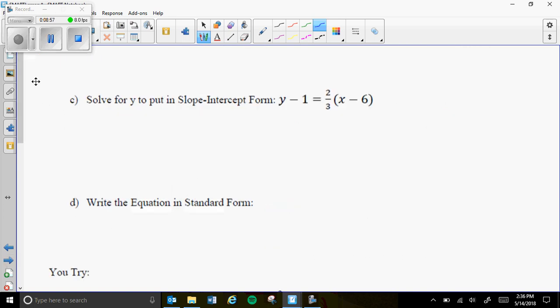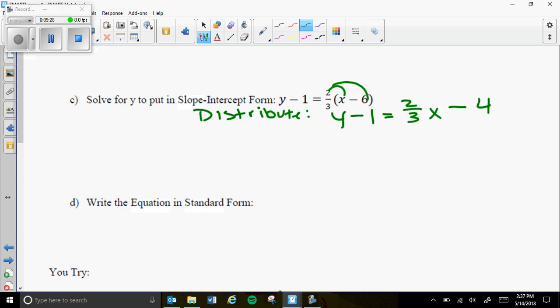All right. So on our next page, it says solve for y to put it in slope-intercept form. This is exactly what we had on our front page. It's just typed for us. y minus 1 equals 2/3 parentheses x minus 6. So again, the first thing we need to do is distribute. I'm going to distribute this, which leaves me with y minus 1 equals 2/3 x minus 2/3 times negative 6 is 4. And then I need to move the constant.